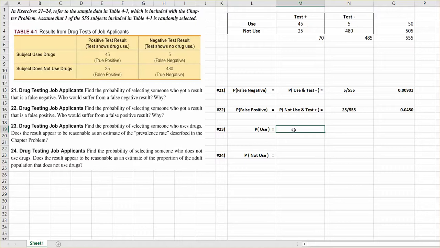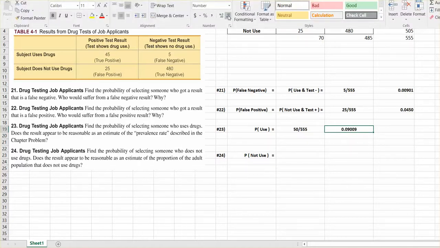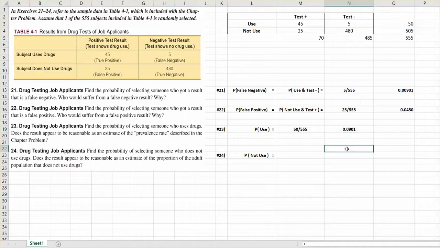Question 23 is the probability that they use drugs. Well, we have 50 that fit that description out of the 555. And if we want to see that as a decimal, we can carry that out. And again, 3 significant digits. We're going to go 2 values past the 9. And there we are as a decimal, 3 significant digits.